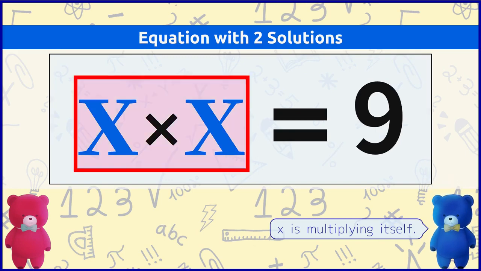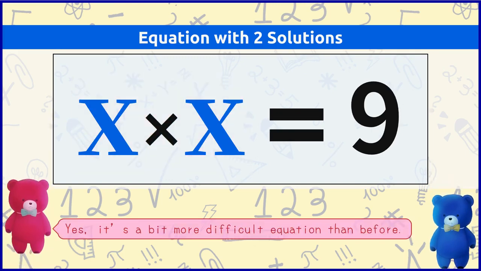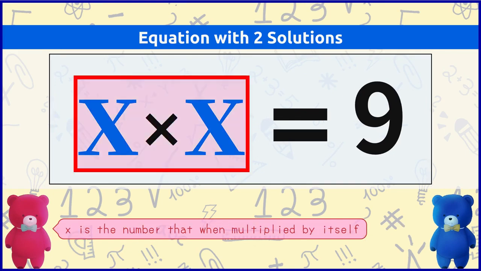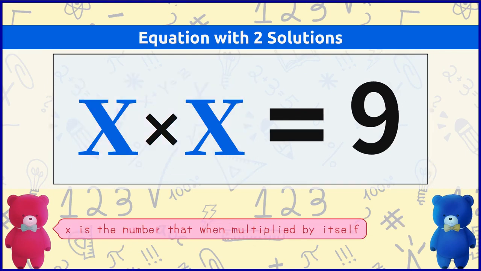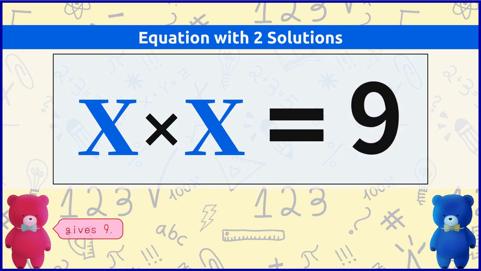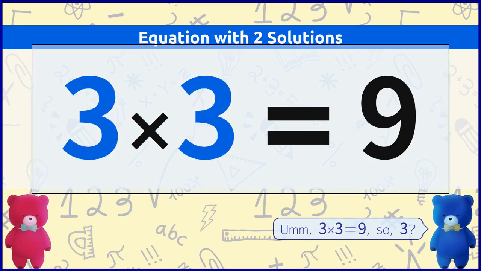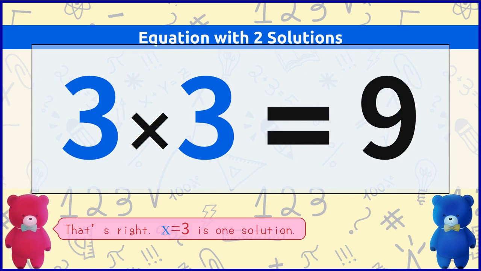X is multiplying itself. Yes, it's a bit more difficult equation than before. X is the number that, when multiplied by itself, gives 9. And yeah. So how much should x be? 3 times 3 equals 9, so 3. That's right. X equals 3 is one solution.